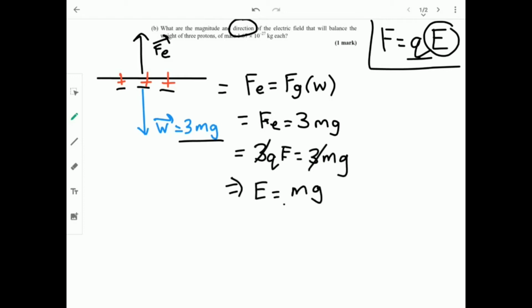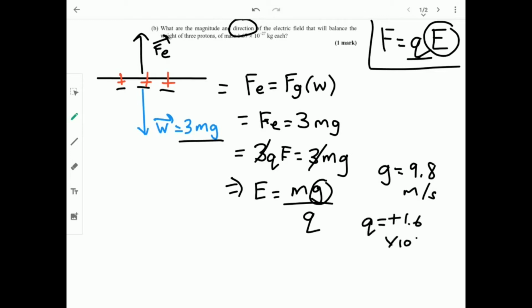Now, one thing we should always keep in mind is, what do we use for g? In questions where g is not given, always use g equals 9.8 meters per second squared. And what is Q? Q is the charge of a proton. This is another constant. It is plus 1.6 times 10 to the power of minus 19 coulombs. And the charge of an electron, so let me call this Q proton, Q electron is equal to the same thing, minus 1.6 times 10 to the power of minus 19 coulombs.